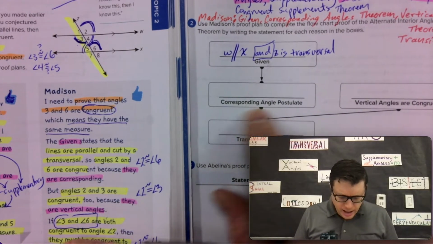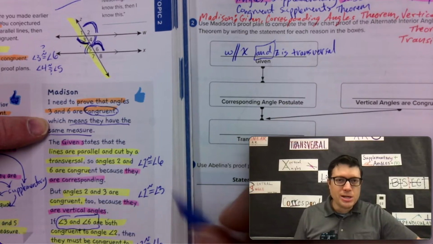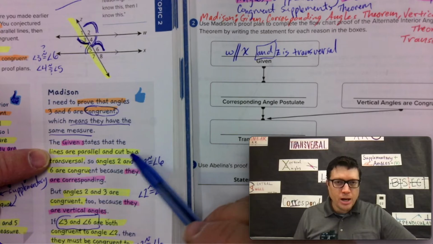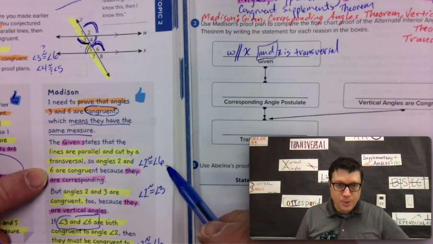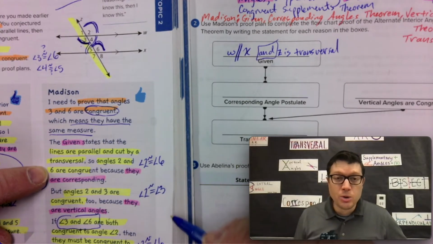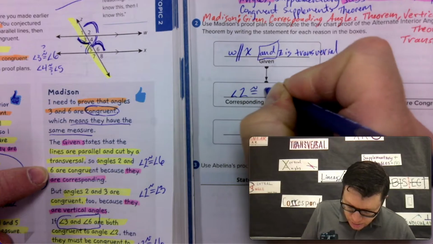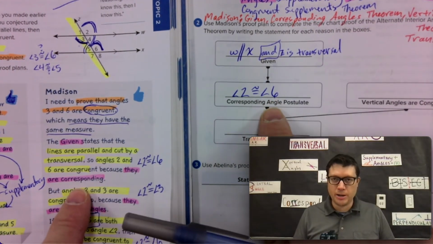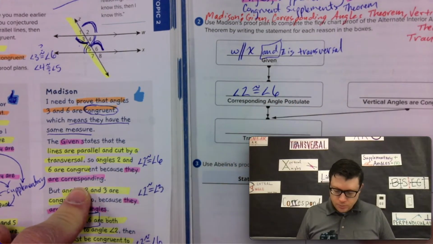Okay, corresponding angles postulate. If I look down her list, we see what she has to prove and how she knows that they're going to be right. Lines are parallel and cut by a transversal. That's what's being written right here. So we need to say angle 2 and angle 6 are congruent. Angle 2 is congruent to angle 6 because they are corresponding. So this statement makes this box in the flow proof.